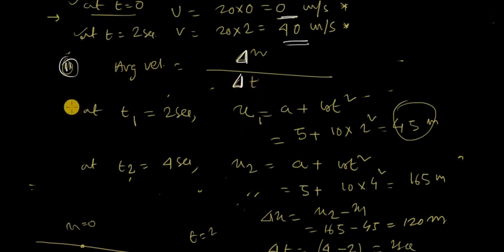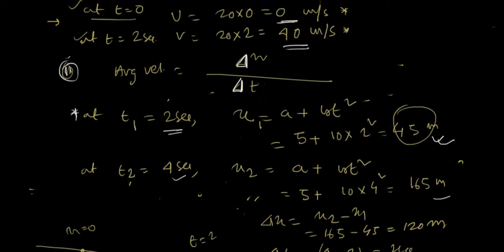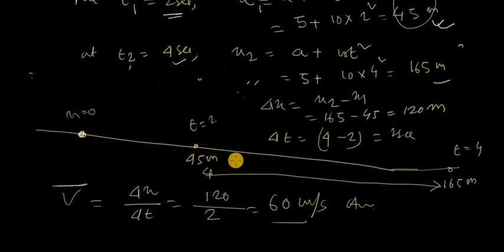So at t1 equal to 2 seconds, its location is 45 meters, and at 4 seconds location is 165 meters. So you see in one dimension, this is x equal to 0, say this is one direction. At 2 seconds, location is 45, at 4 seconds location is 165. So from 2 to 4, it moves by 120 meters. That is x1, that is x2. So this is called delta x, and delta x is x2 minus x1.